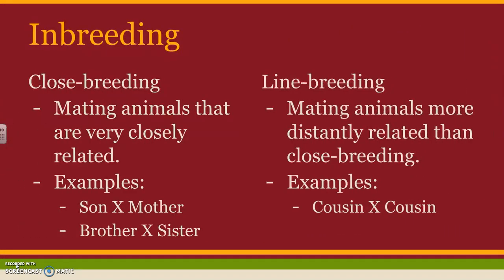So close breeding, these are mating animals that are very closely related. Okay, so examples of this would be like son crossed with mother, brother crossed with sister, that sort of thing. Whereas line breeding, this is mating animals more distantly related, and you're basically breeding back to the same original line of genetics. Okay, so an example of this would be like a cousin bred with a cousin.